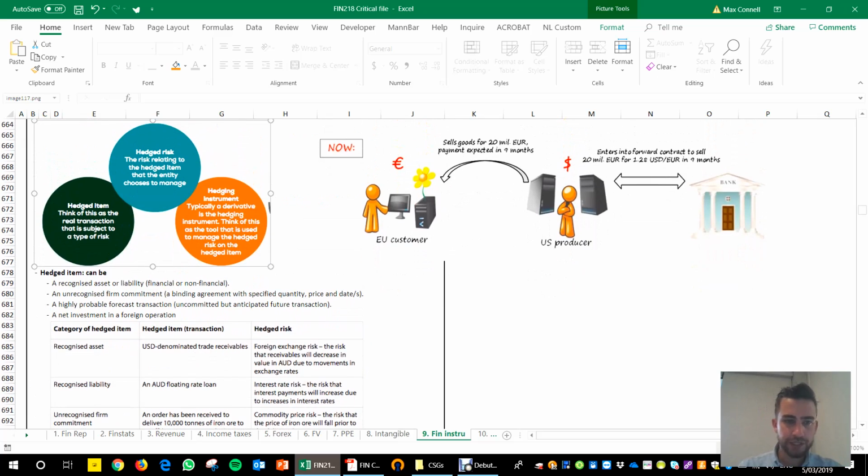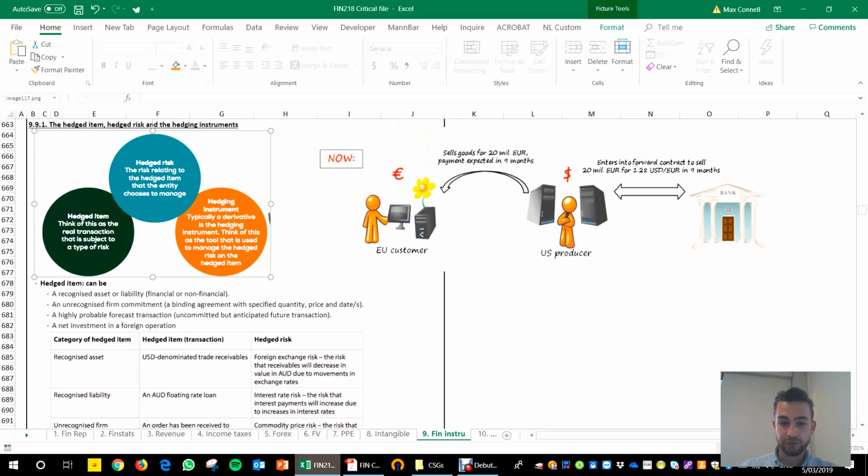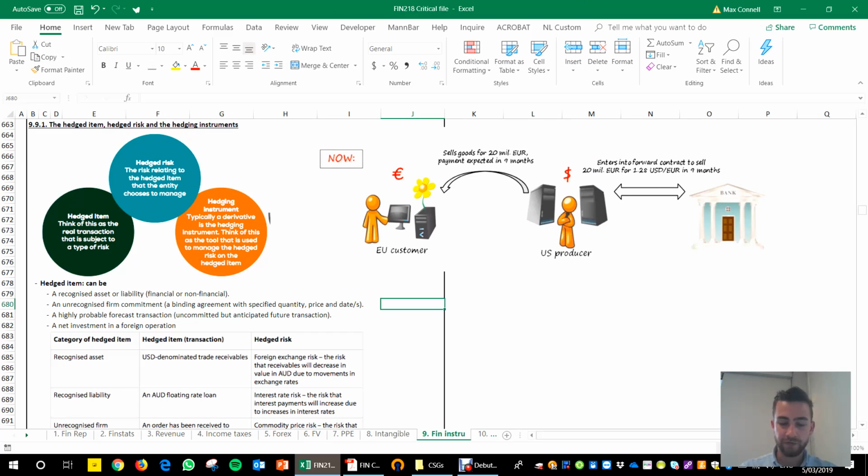Okay, so let's go through the criteria about a hedging instrument. So, what can a hedged item be? So you must satisfy these criteria, or you can't apply hedge accounting. Obviously, as we discussed before, it's in the benefit of the business to be able to satisfy these definitions and these criteria.